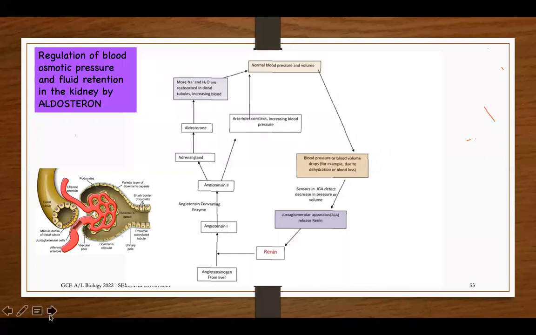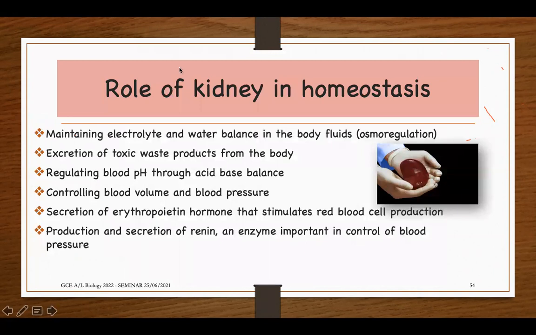Now we are going to the last few slides. The role of kidney in homeostasis. Kidney is extremely important, because it maintains the electrolytes and water balance in the body. That is, it helps in osmoregulation, and it also helps in excretion of toxic products from our body. Through urine, all these nitrogenous waste products will be removed, and because there are buffers within urine formation, blood pH will be regulated by acid-base balance. Blood volume and pressure will be controlled because of the activity of certain hormones acting on the kidney. And kidney also secretes a hormone called erythropoietin that stimulates red blood cell production.